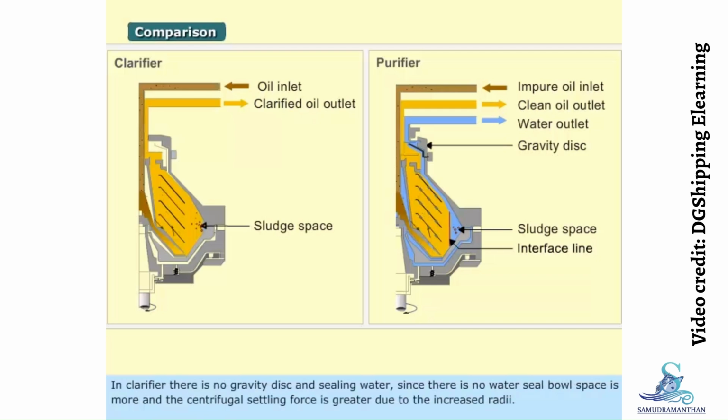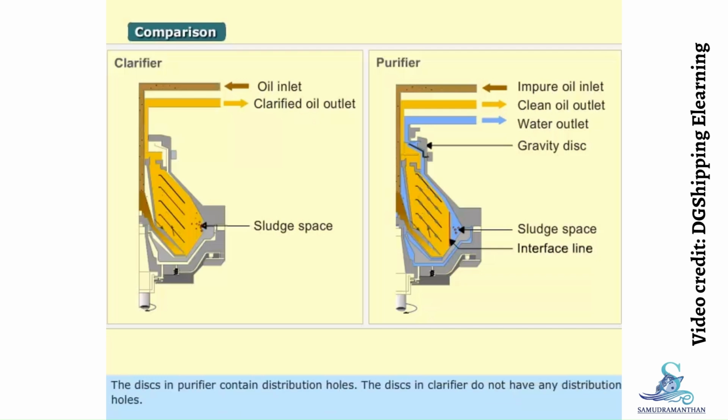In a clarifier, there is no gravity disc and sealing water. Since there is no water seal, bowl space is more and the centrifugal settling force is greater due to the increased radii. The discs in a purifier contain distribution holes. The discs in a clarifier do not have any distribution holes.